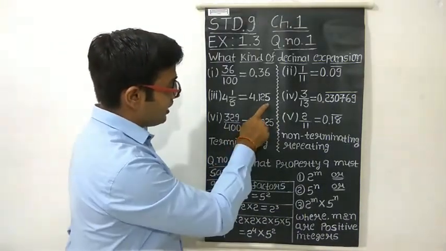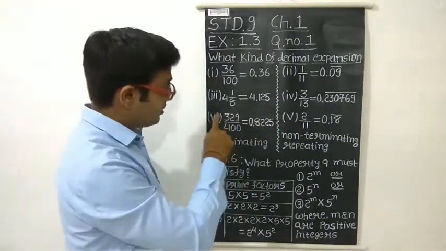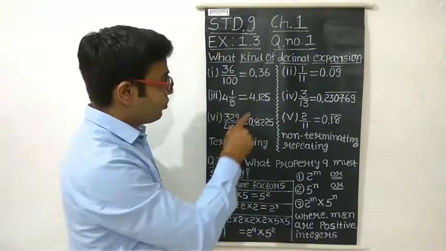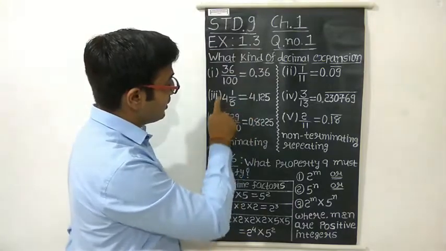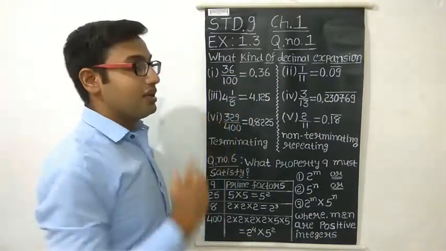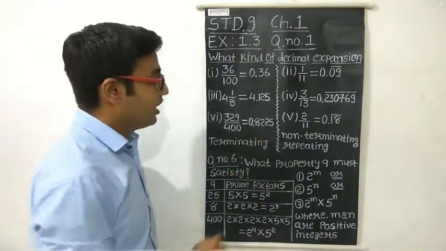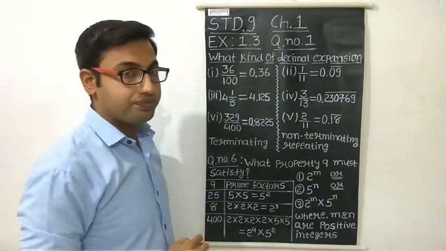So now you can say that here the decimal expansion stops. That means the remainder becomes 0. So this number again has a terminating decimal expansion. Now this is the fourth one, 3 upon 13.